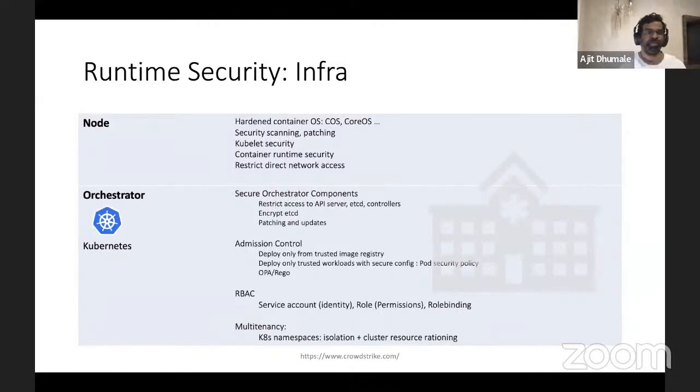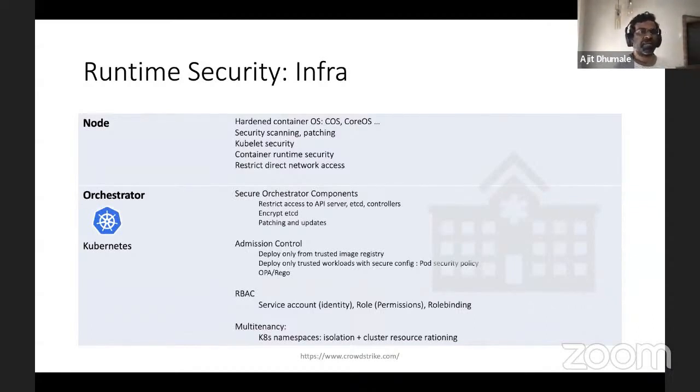So at node level, you would do typical hardening of the operating system. Fortunately, for running containers, there are specific OSs like Container OS or CoreOS, which are a stripped down, hardened version, containing only the bare minimum required to run containers securely. You should use those. You should scan your nodes for vulnerabilities, patch them regularly, and make sure that kubelet and container runtime are all up to date and configured very securely. You should not allow direct network access to nodes except for your operations people for maintenance. Nobody else should have direct network access to nodes.